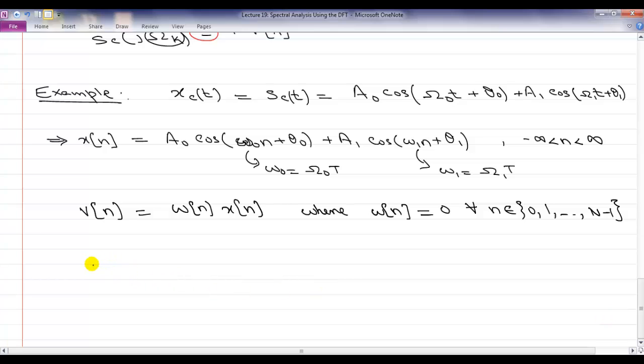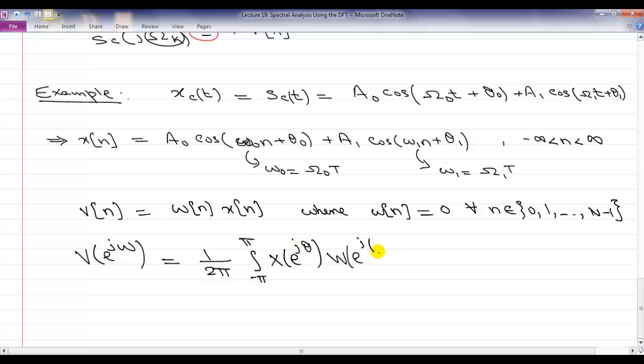Now, we already talked about what V of e to the j omega is. That is simply equal to 1 over 2 pi, integral from minus pi to pi, X of e to the j theta W of e to the j omega minus theta d theta. Now, what is X of e to the j omega? What is the Fourier transform of x[n]? That is very simple. That is just two impulses.